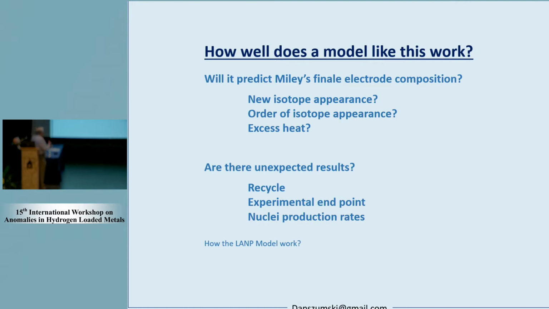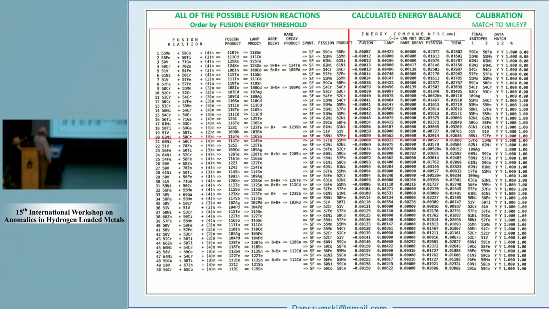I've used it to match the published data of George Miley, who did a wonderful experiment with a Patterson cell where he measured initial and final isotopes. Will the model be good enough to tell us something about new isotope appearance, maybe the order of isotope appearance? Excess heat? Can we predict excess heat? And there are some unexpected results that we'll talk about as well.